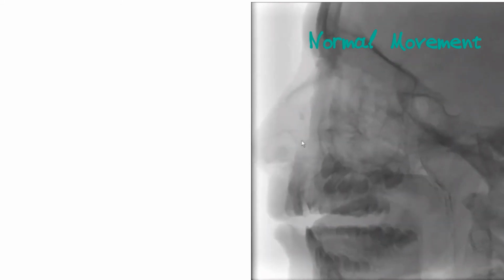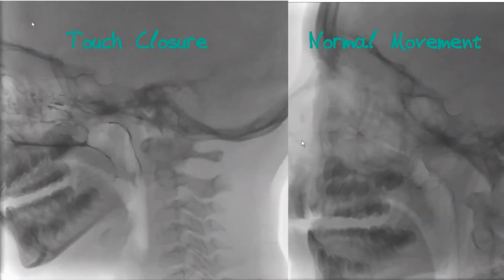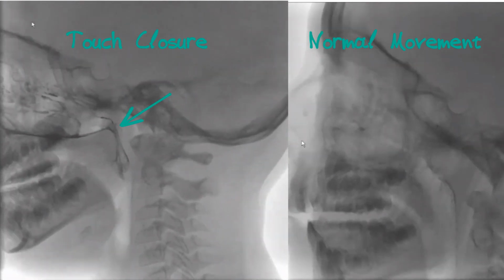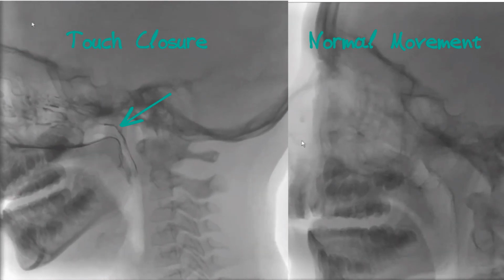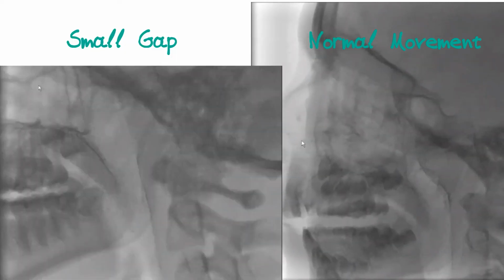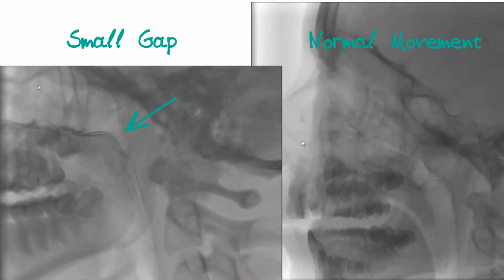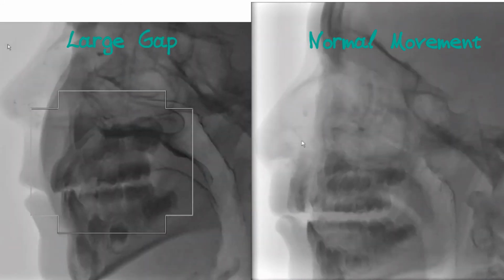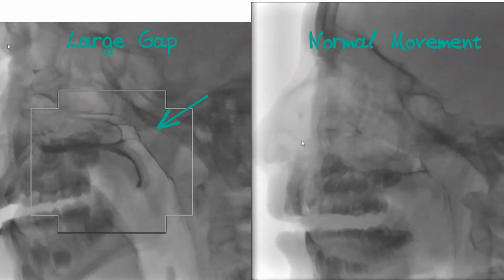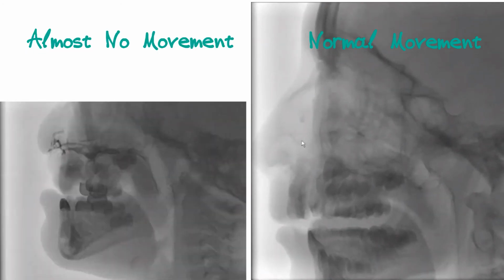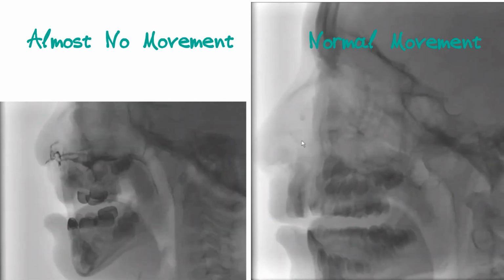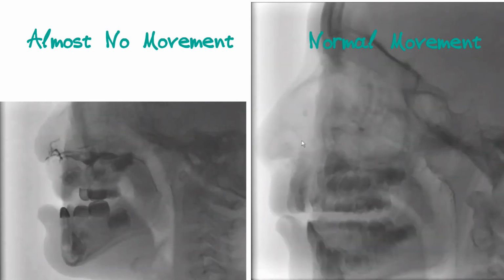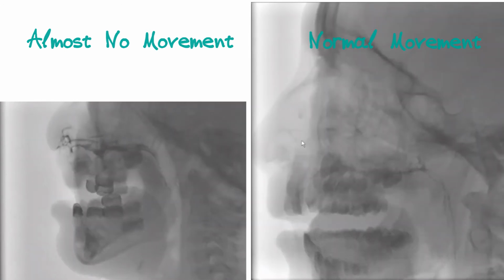Here are some examples of how this imaging can show problems with this valve system. Here is an example of touch closure, where the soft palate just about reaches the back of the throat, but not with enough force to act as an effective valve. Now an example of a small consistent gap and a larger consistent gap. And finally, an example of a palate that really isn't moving well at all. The information from this study can help to show which type of surgery is most likely to help for the individual child.